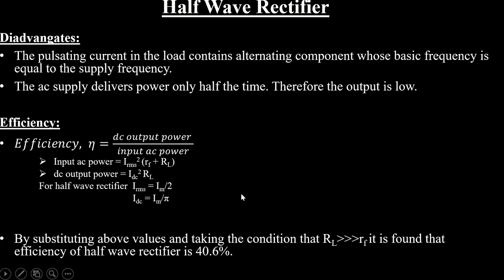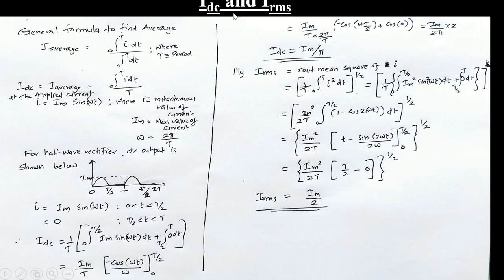Now let's see the derivation of this IDC and IRMS. IDC means the average value of the current. The general formula to find any average is this one: the integral from 0 to T, the period, of i dt, where i is the instantaneous value, divided by the integral from 0 to T of dt. This is the general formula to find the average of any quantity.